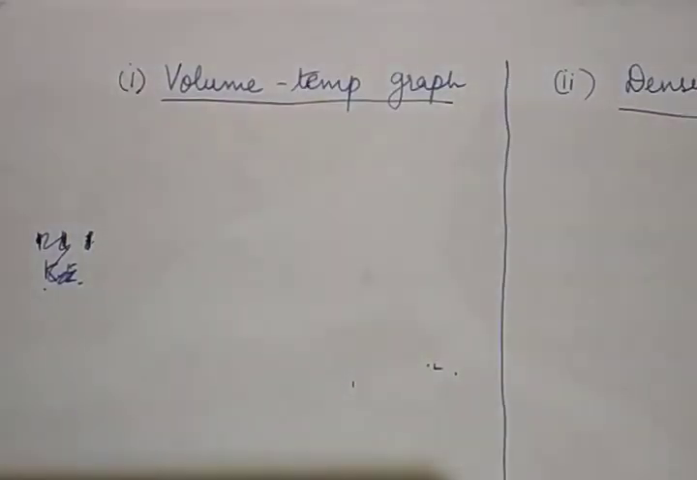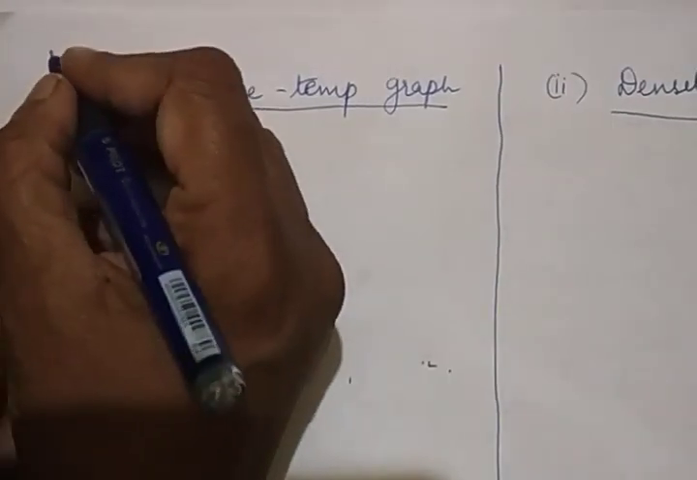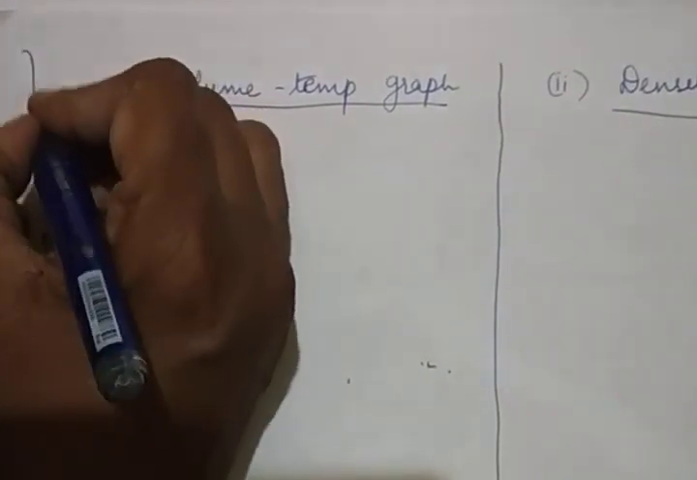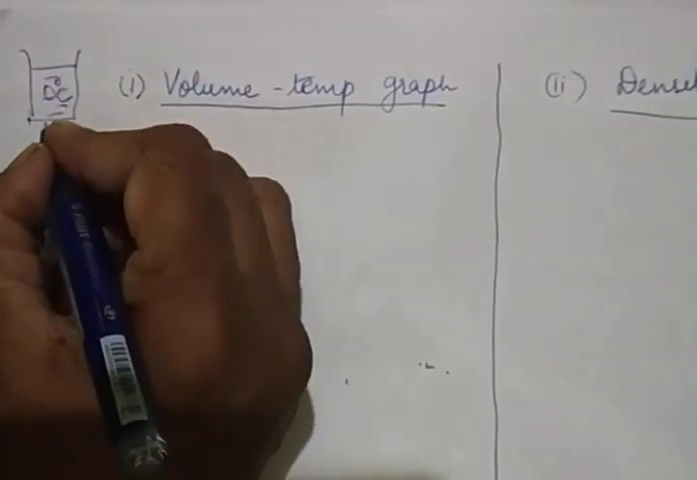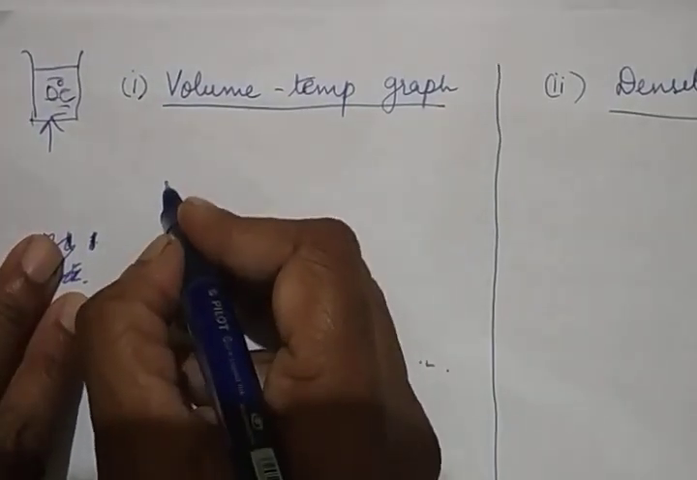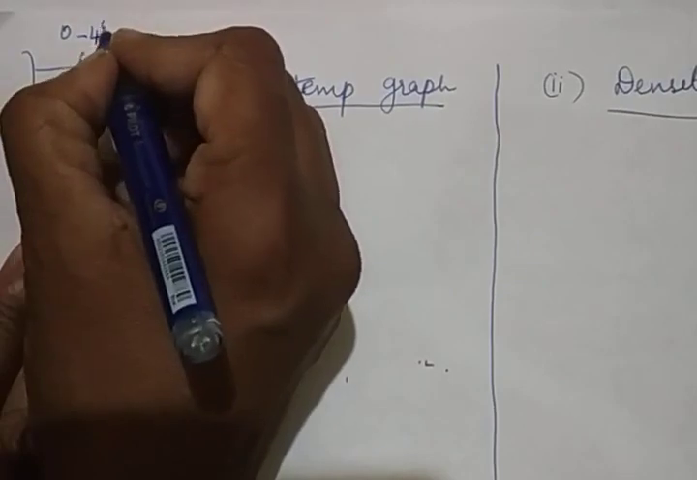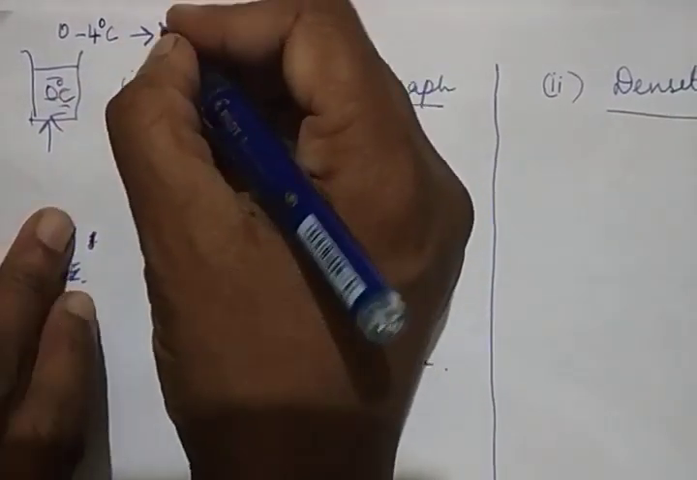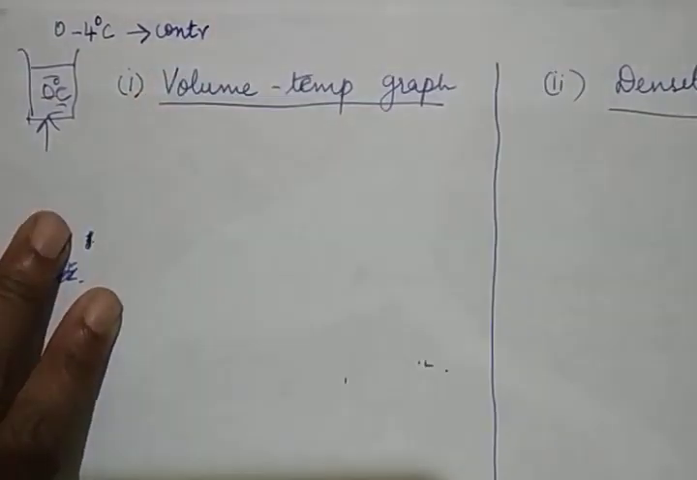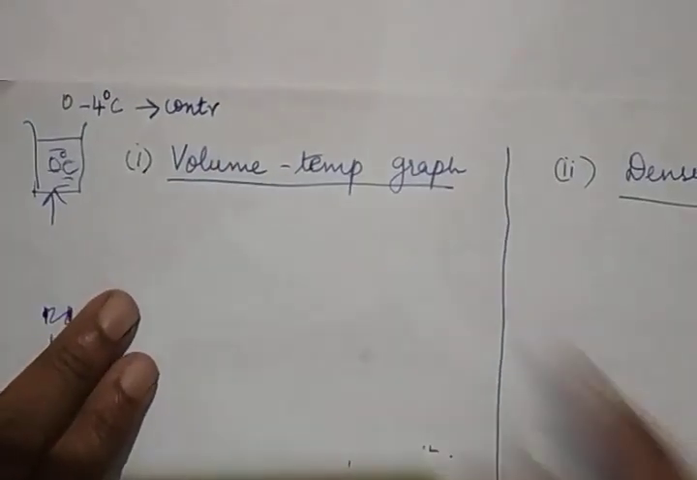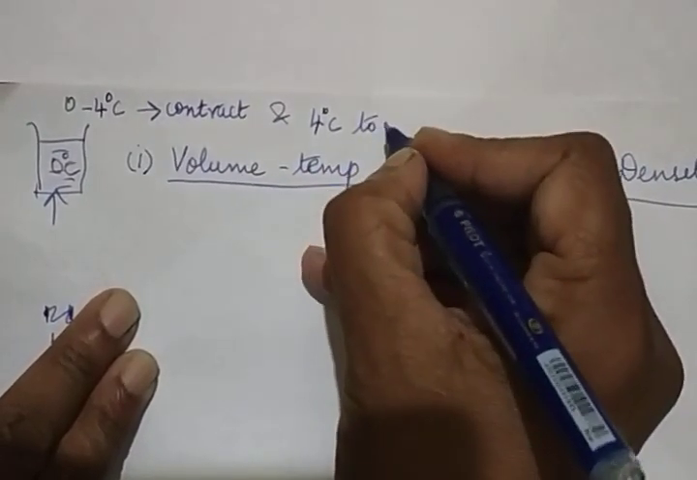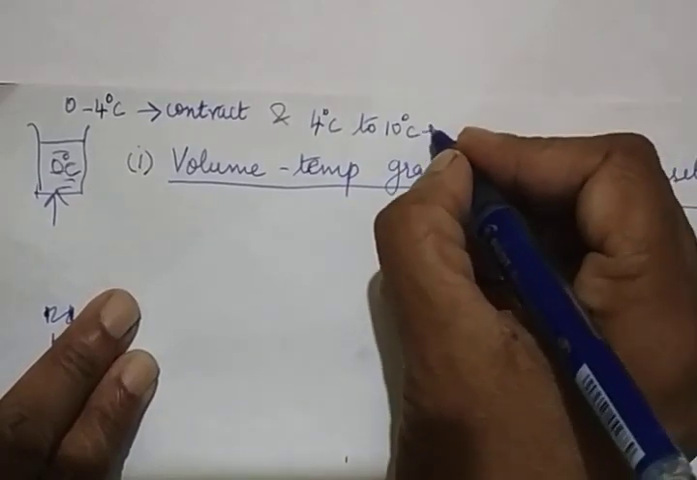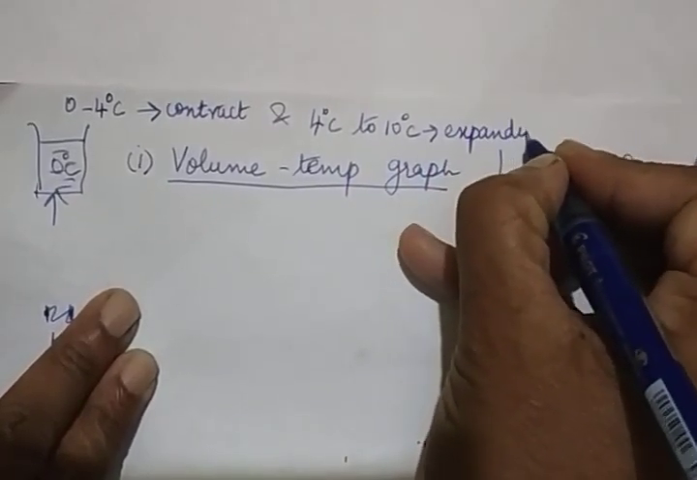Now this is what we are going to plot in a graph. Suppose you took water in a beaker. Initially it was at 0 degrees Celsius and you kept heating it. Now what will happen? Between 0 to 4 it will contract, and from 4 to 10, we are doing 0 to 10 degrees Celsius, it will start expanding. So, how will the graph go for this?